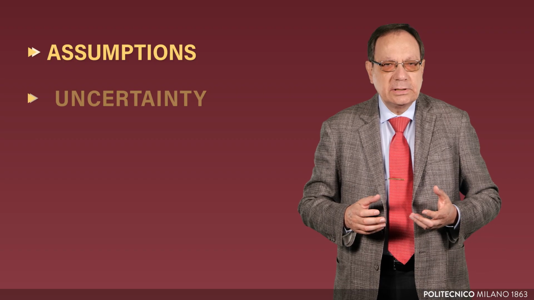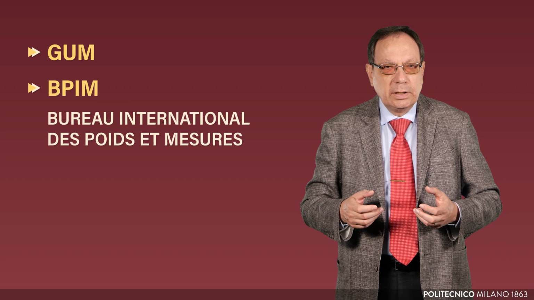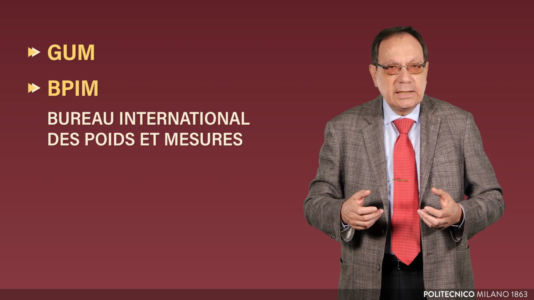In this video, we will look at the mathematical assumptions that lead to expressing measurement uncertainty. To do this, we refer to the Guide to the Expression of Uncertainty in Measurement, known as the GUM, which you can download from the website of the BIPM, the Bureau International des Poids et Mesures, the international organization that governs metrology. The text is available free of charge from the BIPM website, and you can access it using the link found in the additional materials of the MOOC.